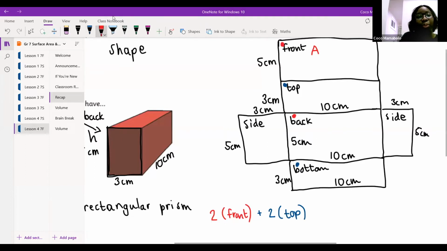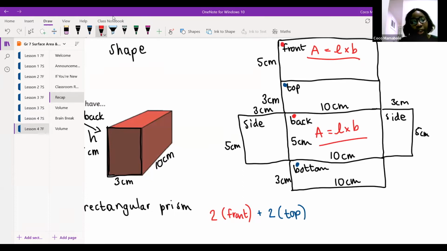Okay, so what we're actually doing is, if I have the area of the front, that's going to be length times breadth. I'm going to have the exact same answer if I calculate the area of this part. Now instead of calculating the area of this part plus the area of this part, I know that it's the same thing. So I can just take the area of one of them and multiply by 2.